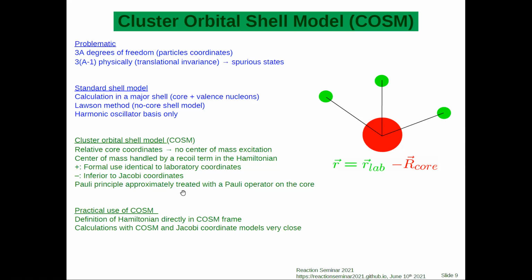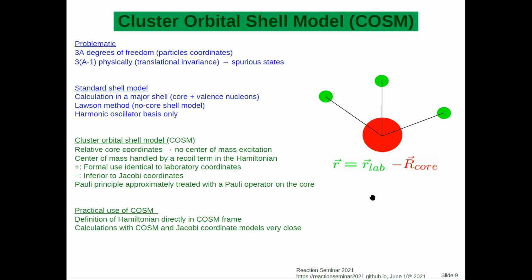But it is inferior to the use of Jacobi coordinates used in, for example, few-body clusters, where we use Jacobi coordinates, and we can directly have a translationally invariant Hamiltonian with realistic interactions. We cannot do that because we need a core.